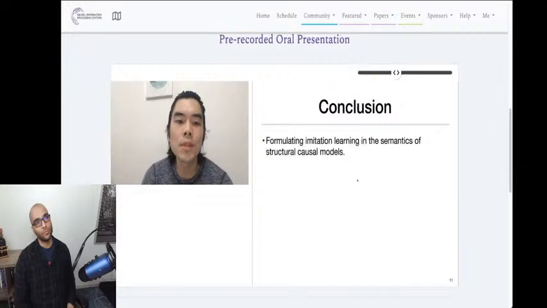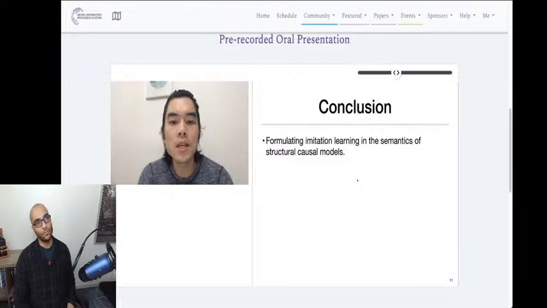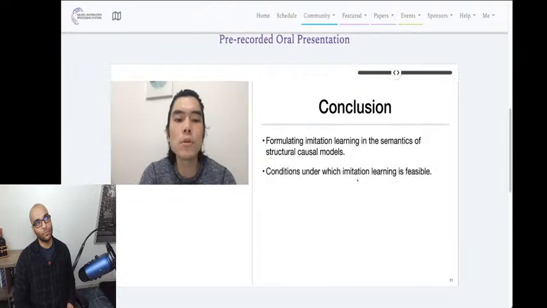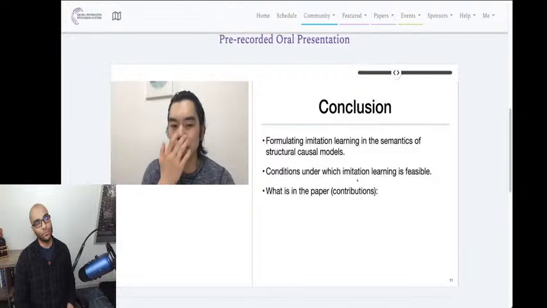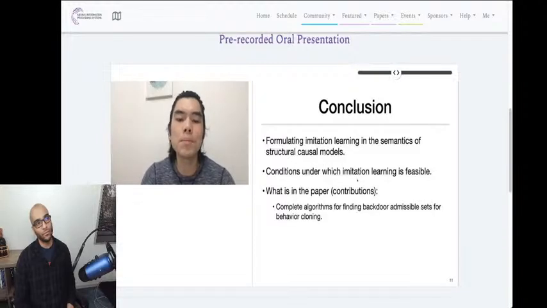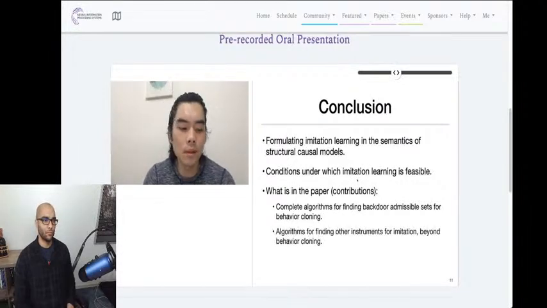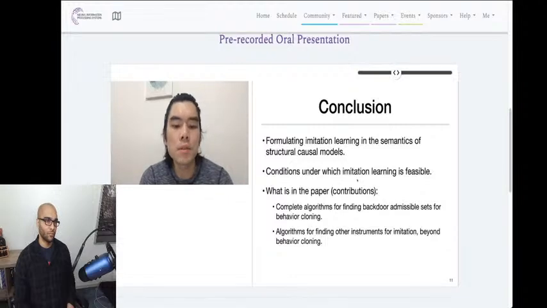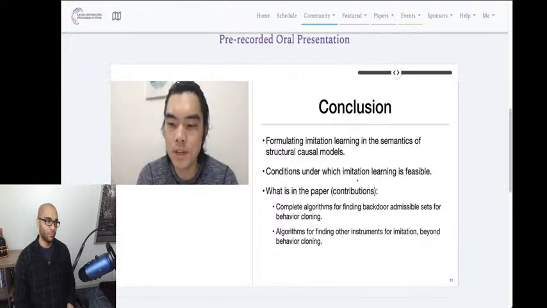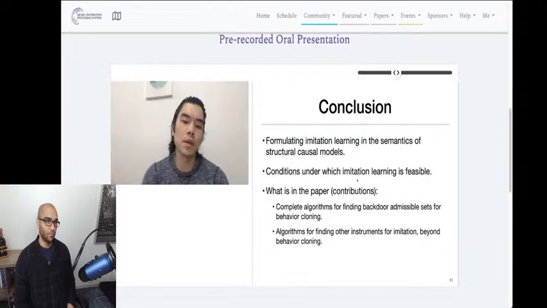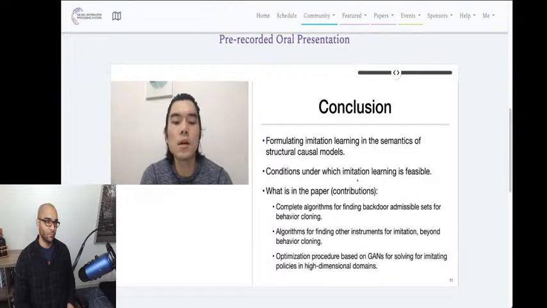Now, in conclusion, we formulate imitation learning in the semantics of structural causal models. We also provide conditions under which imitation learning is feasible. And in the paper, you'll find a complete algorithm for finding backdoor admissible sets for behavior cloning. We also provide algorithms for finding other imitation instruments beyond behavior cloning. And you'll also find an efficient optimization procedure based on GANs for solving imitating policy in high-dimensional domains.